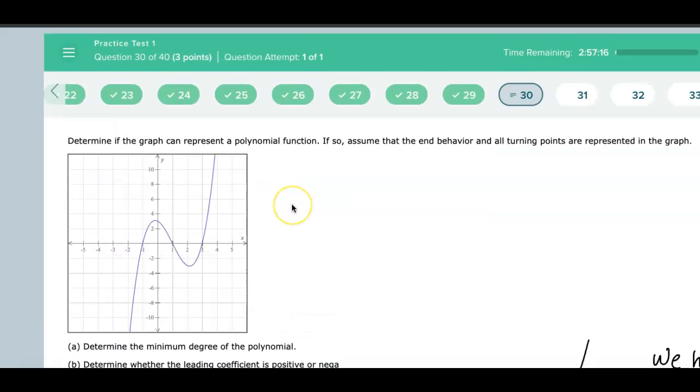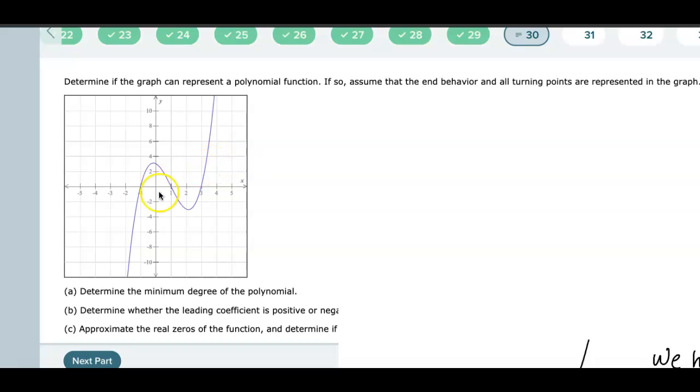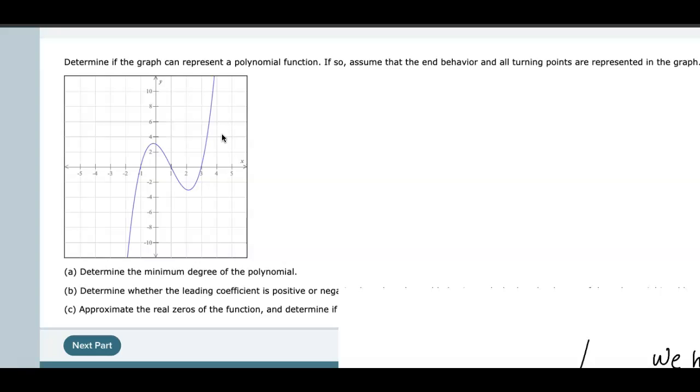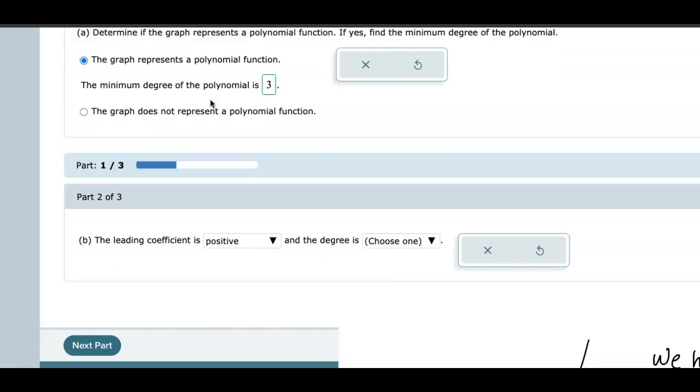And then the degree must be odd. Why? Because the left end behavior is going down. To the left, this is going down. And to the right, this is going up. The end behaviors are doing opposite. Opposite starts with O. That's how I memorize it. The degree must be odd because the end behaviors are opposite.